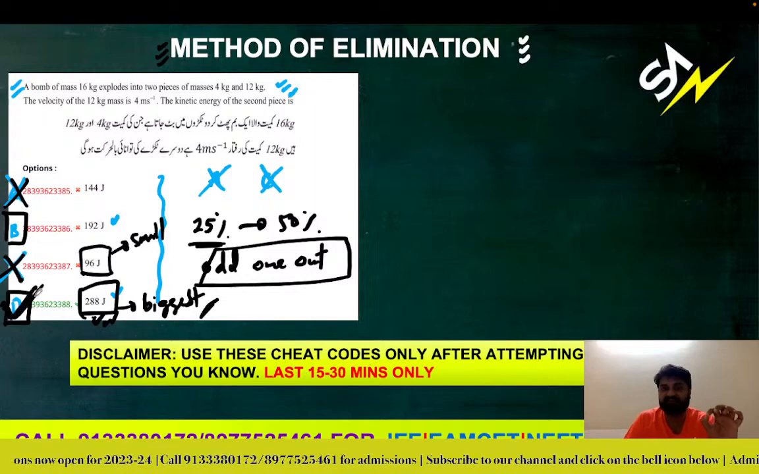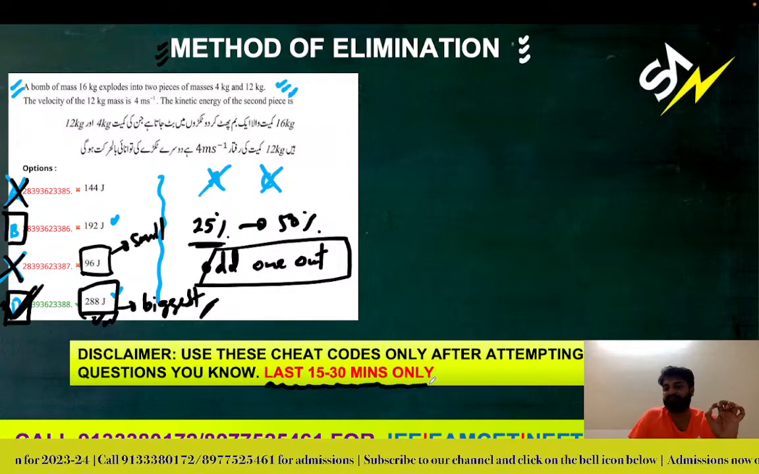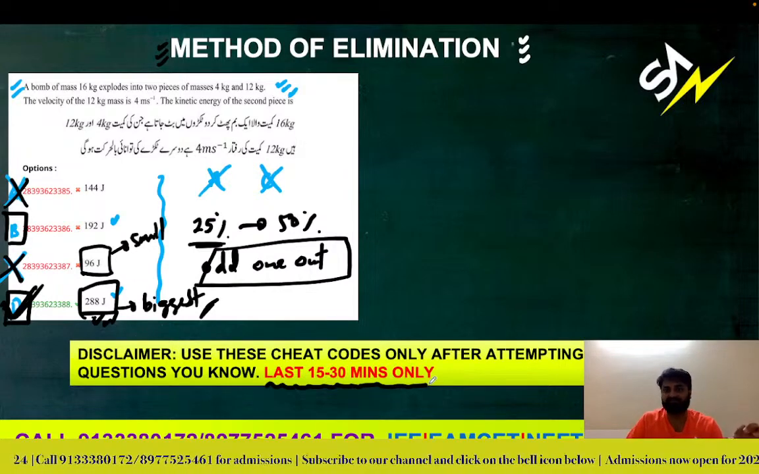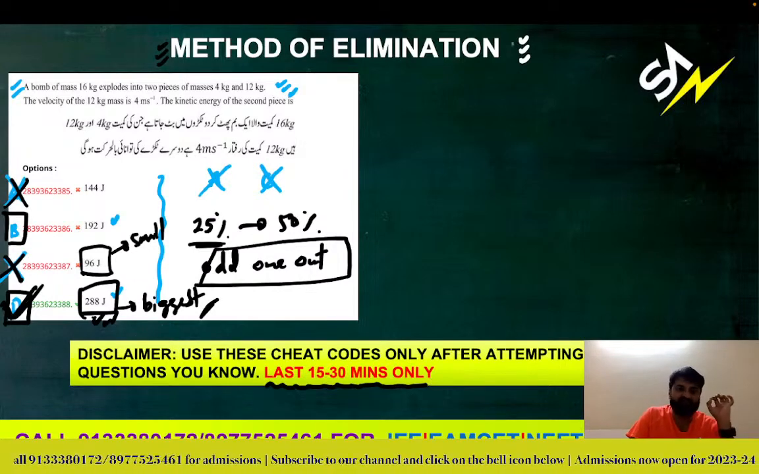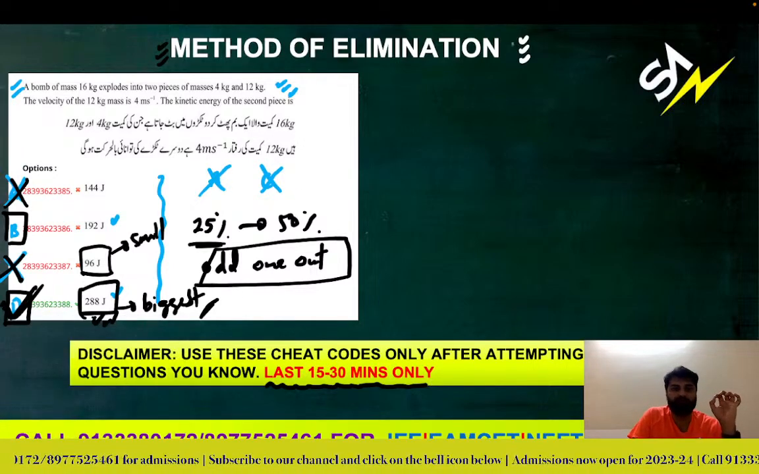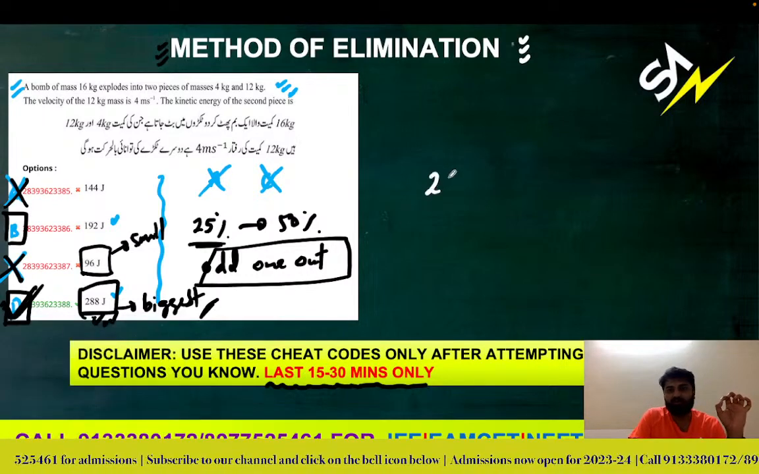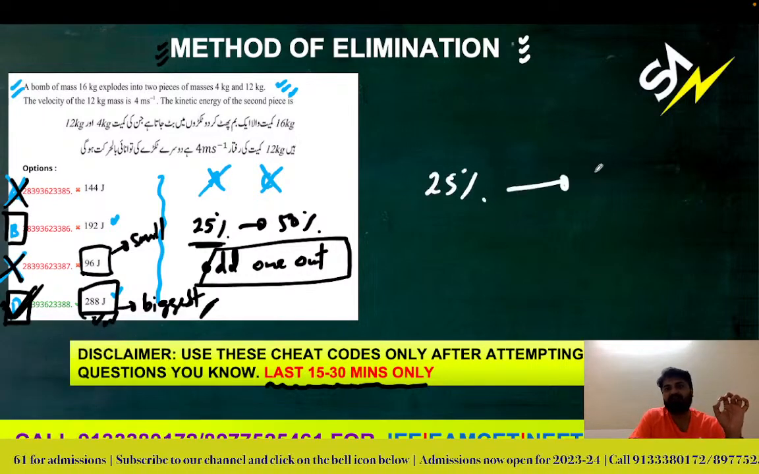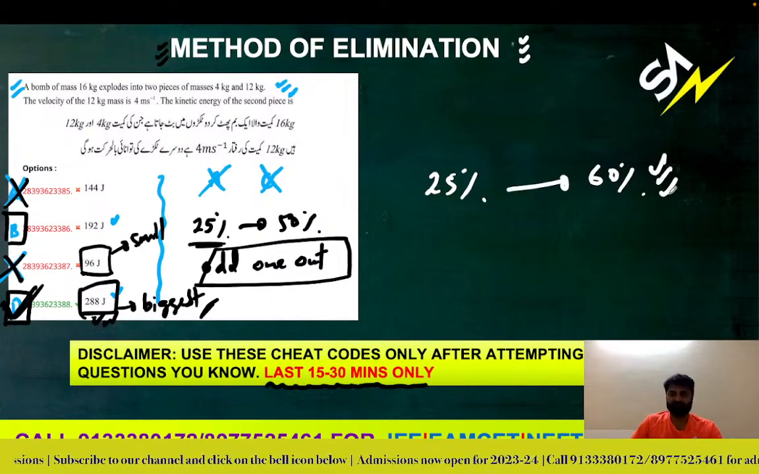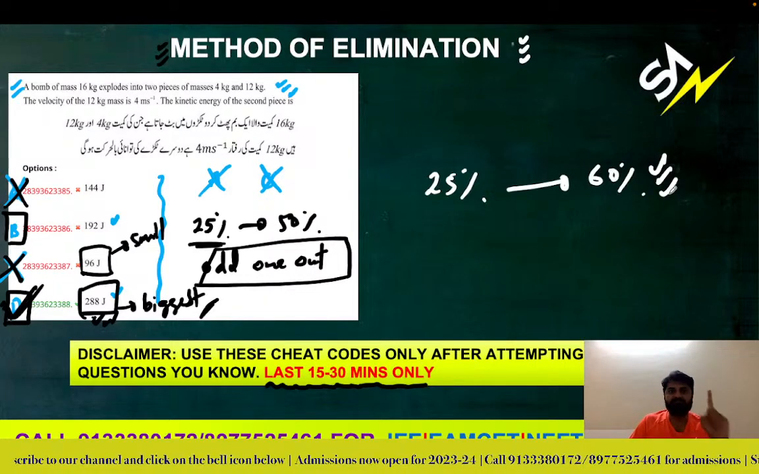Again, I'm giving a disclaimer. This is only for the last 15 to 30 minutes, and it might not work for all of the questions. But I would say if you use this method, at least your chance improves from 25% to up to 60%. So the original chance is 25%, and it improves up to 60%. So this is the first method which we are using.